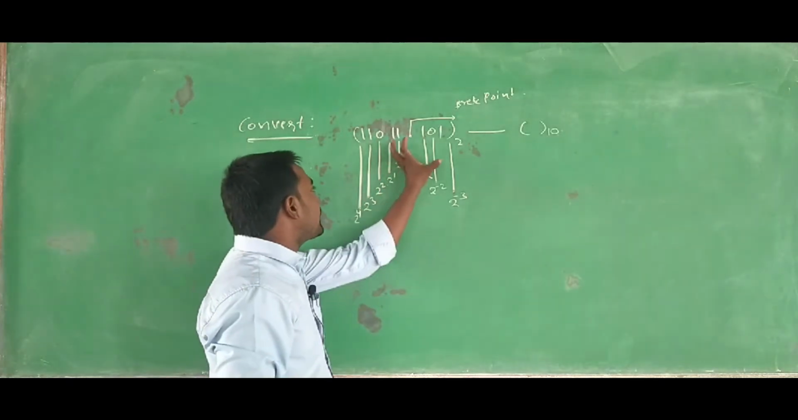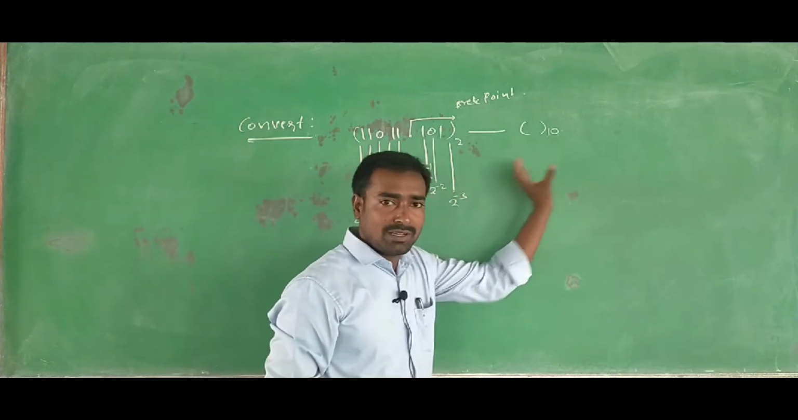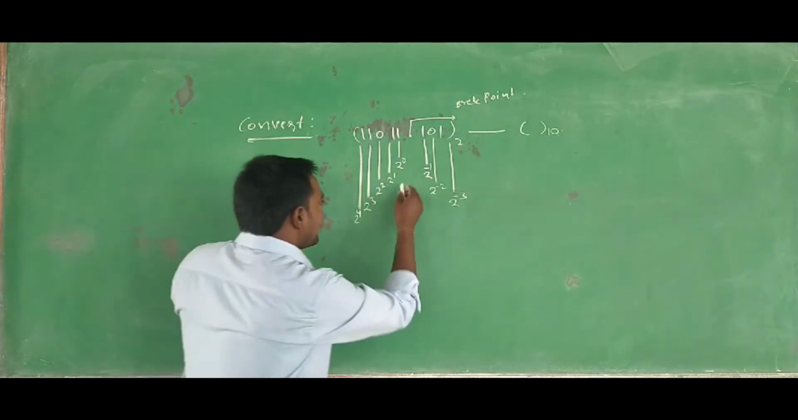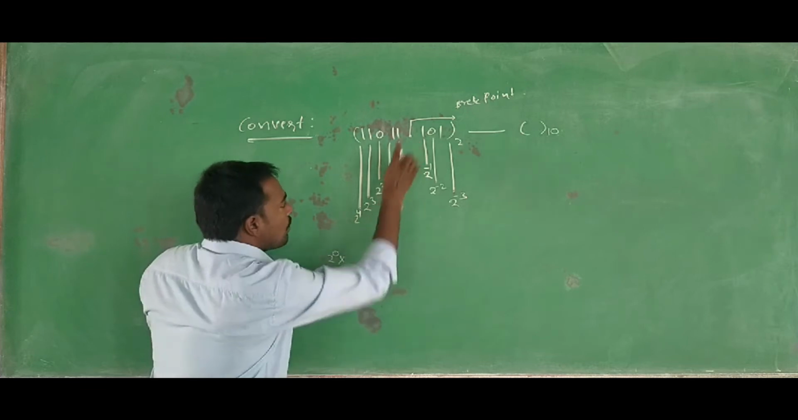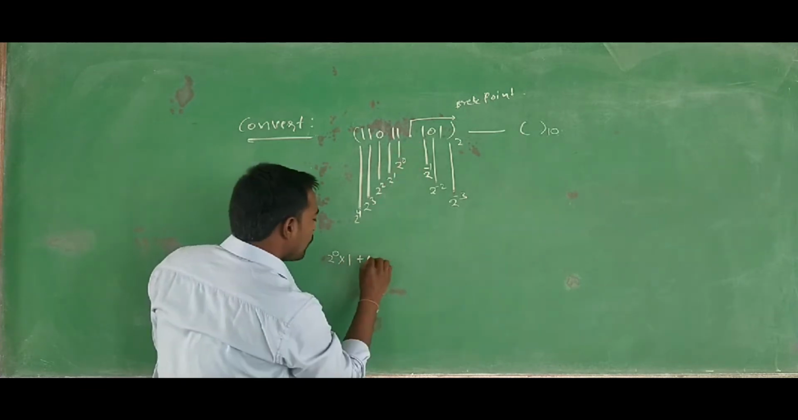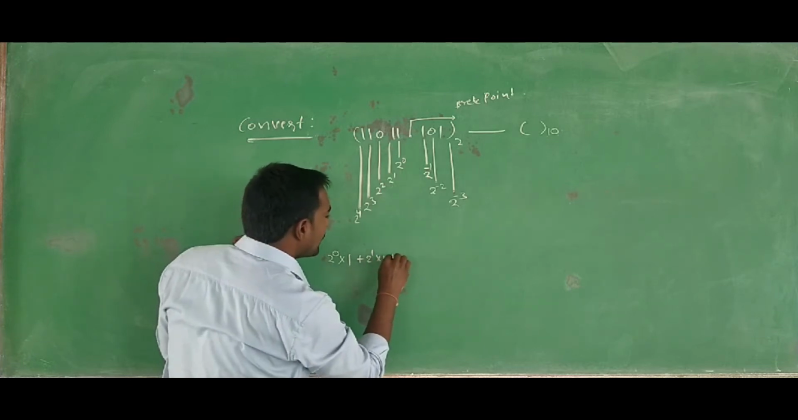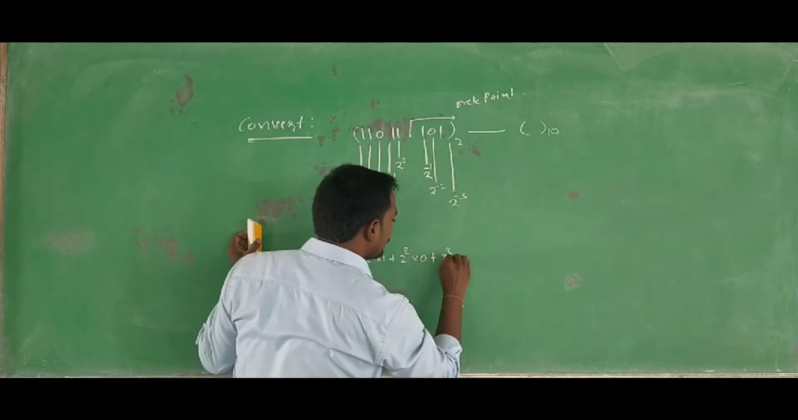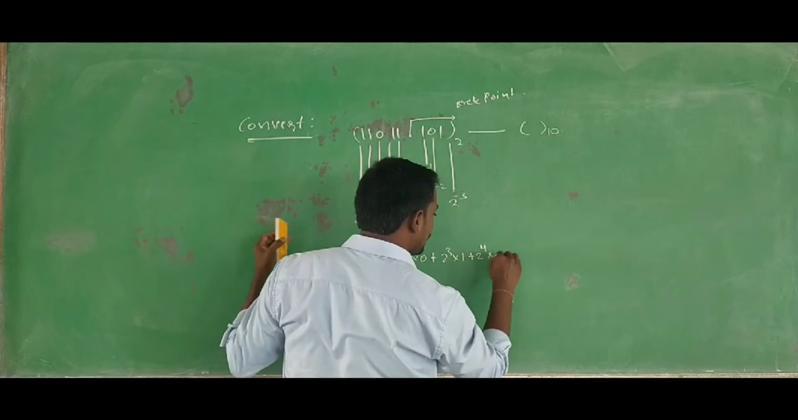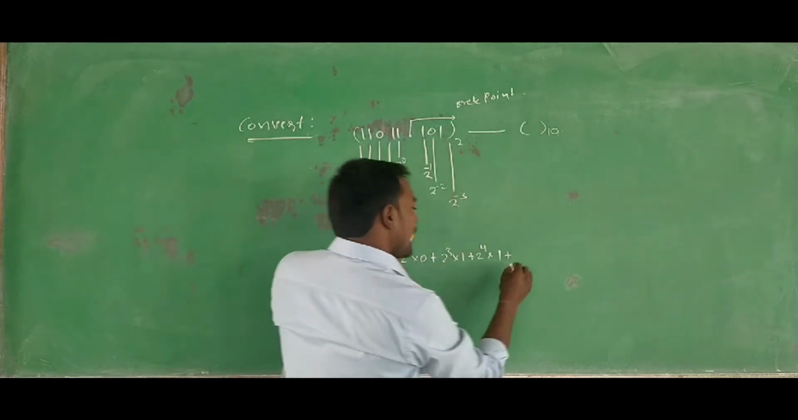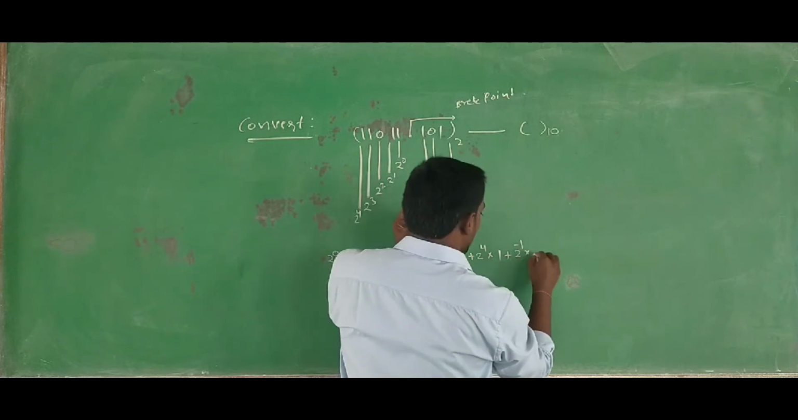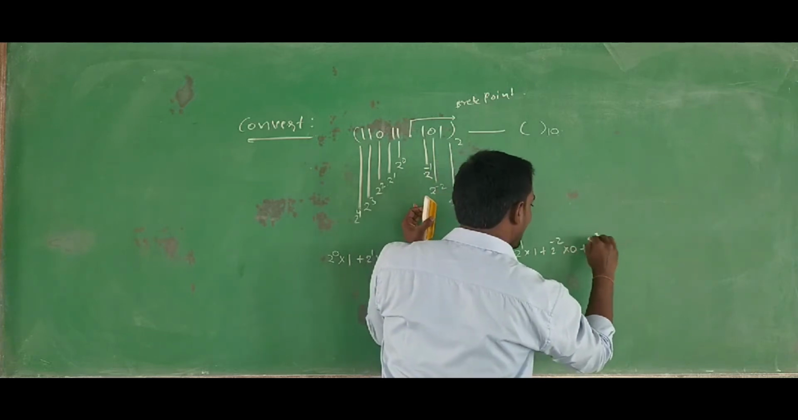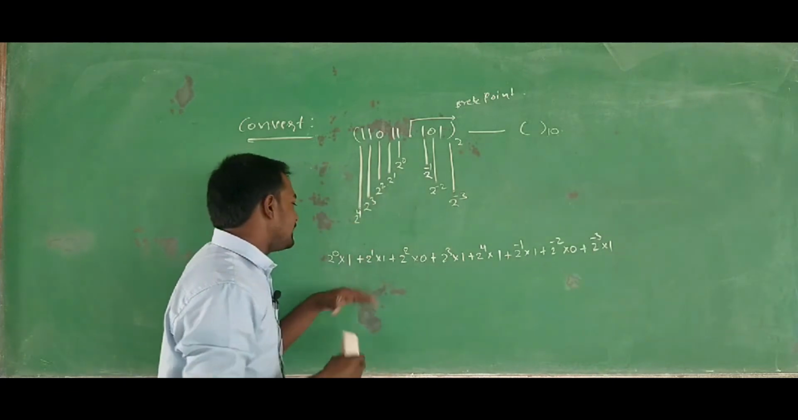So when we convert binary numbers into decimal numbers, we multiply these digits with the respective powers of 2. That is 2 to the power of 0 into 1, plus 2 to the power of 1 into 1, plus 2 square into 0, plus 2 cube into 1, plus 2 to the power of 4 into 1, plus, after the point, 2 to the power of minus 1 into 1, plus 2 to the power of minus 2 into 0, plus 2 to the power of minus 3 into 1.